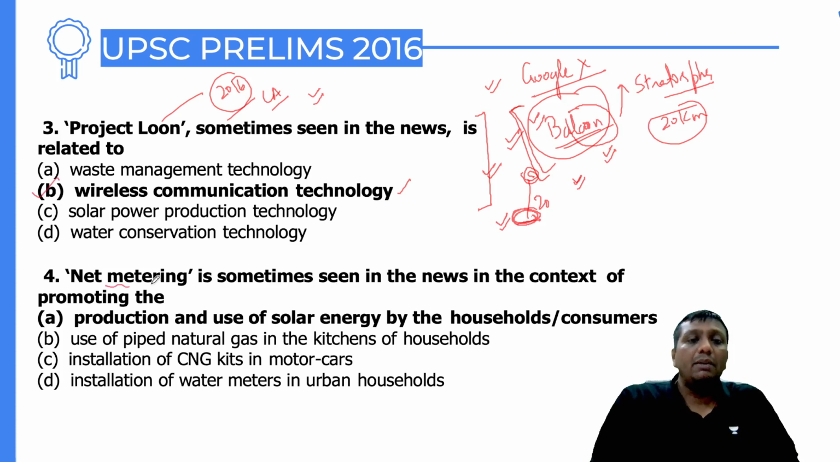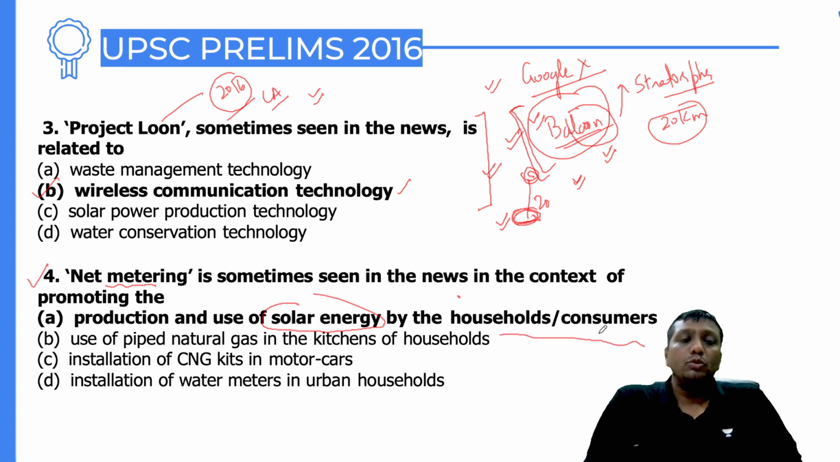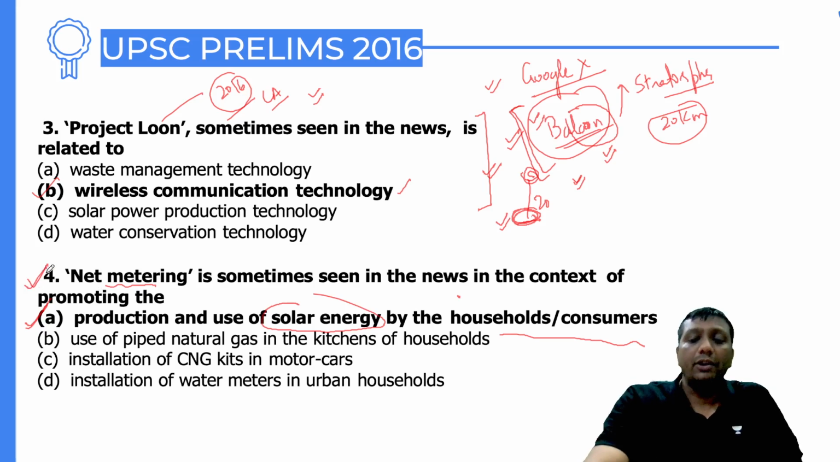The next question is: net metering is sometimes seen in the news in the context of promoting this. See, it is again a government initiative. The government has shown interest if somebody wants to go for solar energy or wind energy growth and development, or set up any industry. Now you have one more option, net metering. Net metering is promoting the renewable energy growth sector in India. The government is promoting it for households, consumers, anyone; you people can go with solar energy. And one more thing, guys: whenever you are utilizing solar energy for power generation, you can sell the power also. All these facilities are part of net metering.